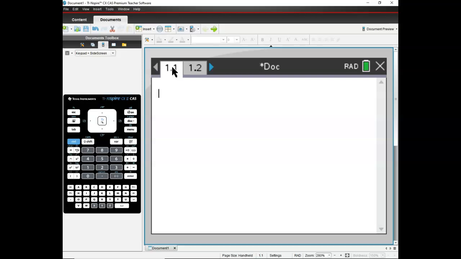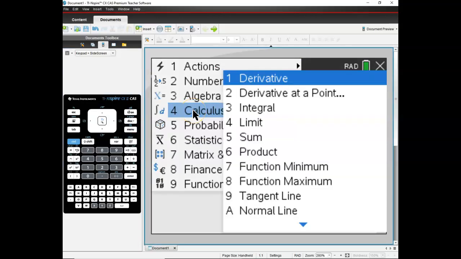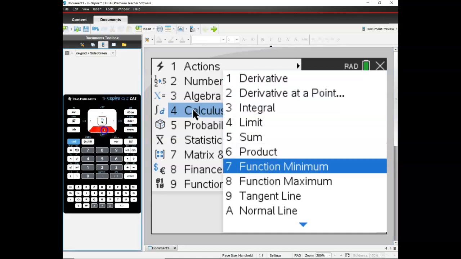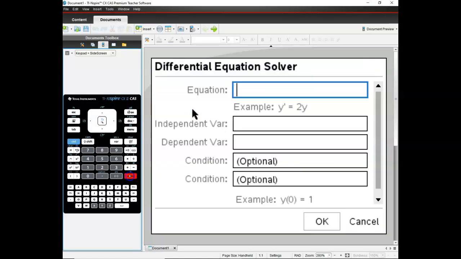Now, before I do this, because I'm going to come into mine, I'm going to hit menu. You're going to want to hit menu. You're going to want to hit calculus. And you're going to want to toggle down until you find your differential equation solver, which is D. It's menu for D. But you hit enter, and mine looks different than yours does, okay?